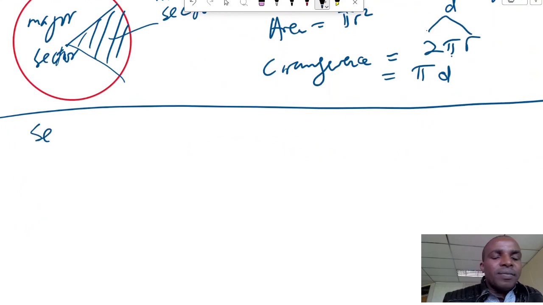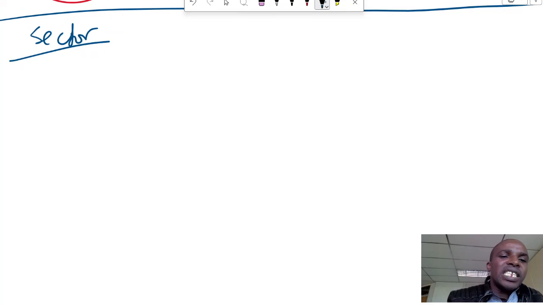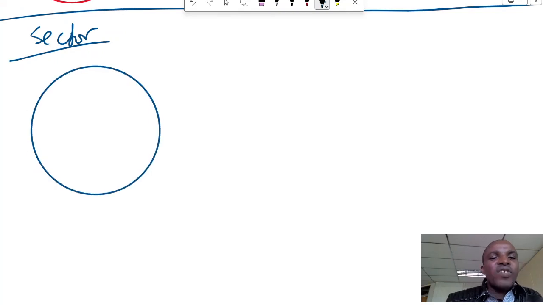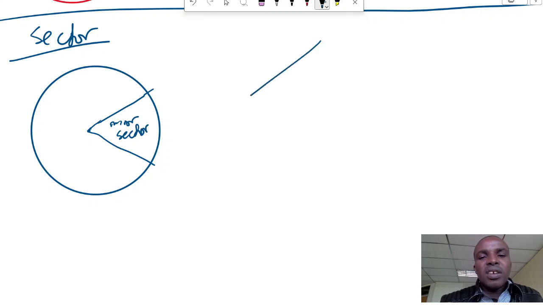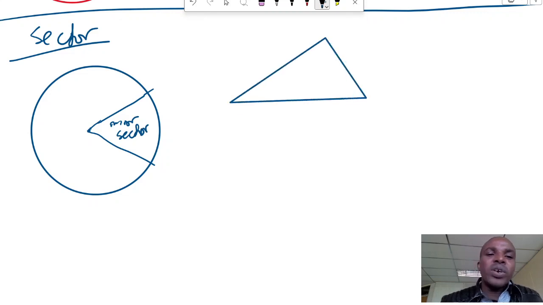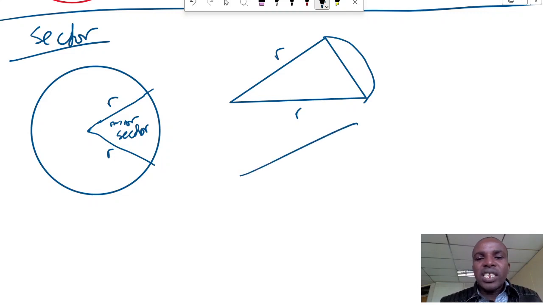Then sector. What is a sector? A sector is just part of the area of a circle. Part of a circle is called a sector. We have the center here. Then this part is called the minor sector. If I separate it from the circle, it's like this. This one is radius, radius, then this one is my sector. Something like this.